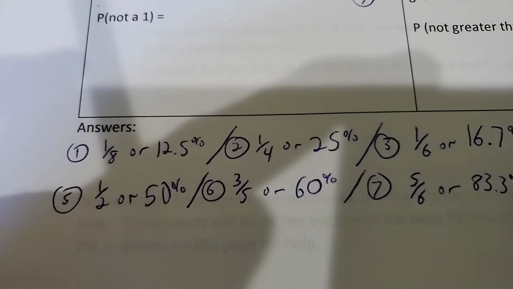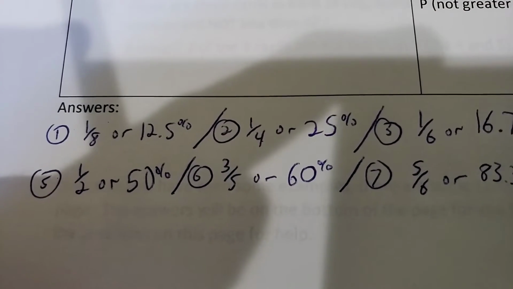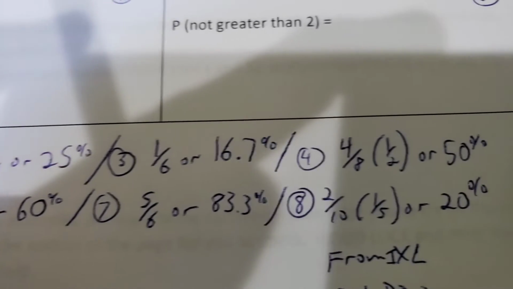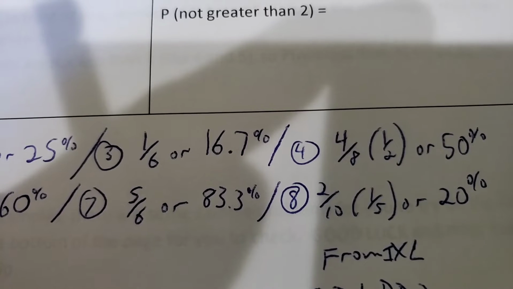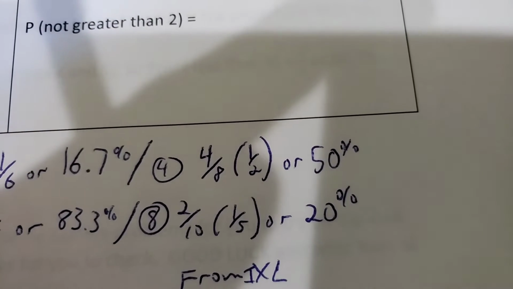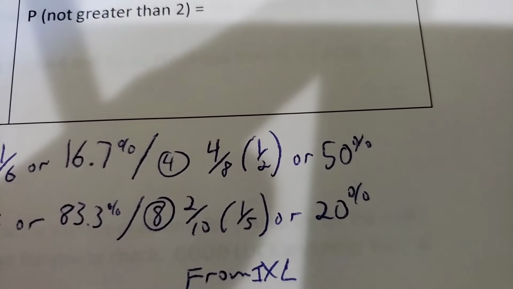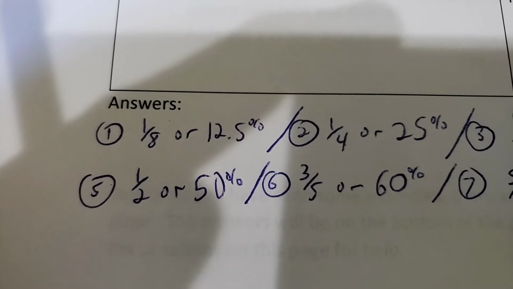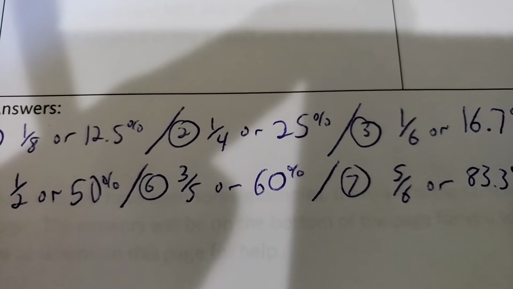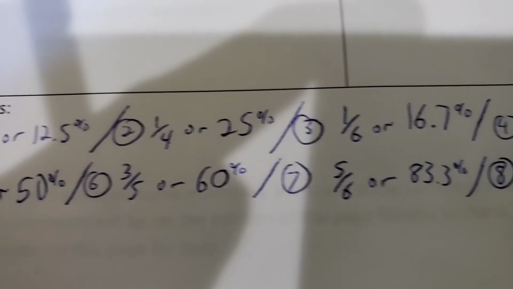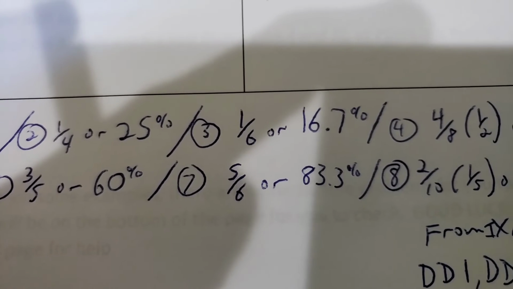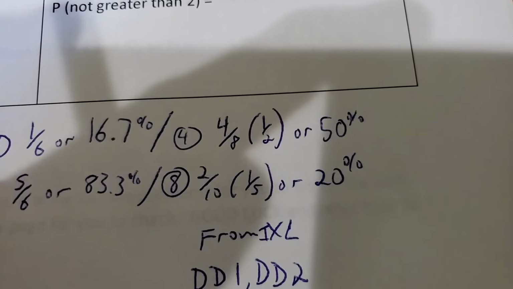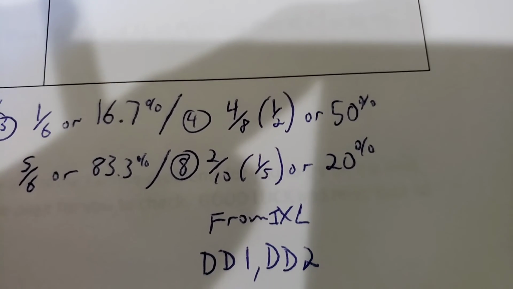Here are our answers. Number 1, 1 out of 8 or 12.5%. 2, 1 out of 4 or 25%. 3, 1 out of 6 or 16.7%. Number 4, 4 out of 8, or 1 out of 2 in lowest terms, or 50%. Number 5, 1 out of 2 or 50%. Number 6, 3 out of 5 or 60%. Number 7, 5 out of 6 or 83.3%. And number 8, 2 out of 10, or 1 out of 5 in lowest terms, or 20%.